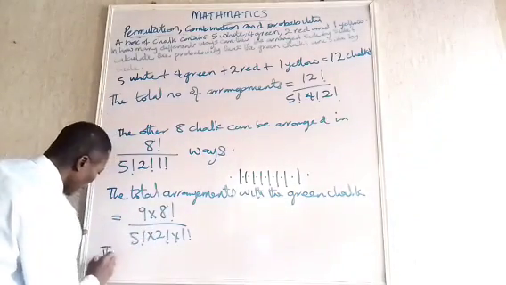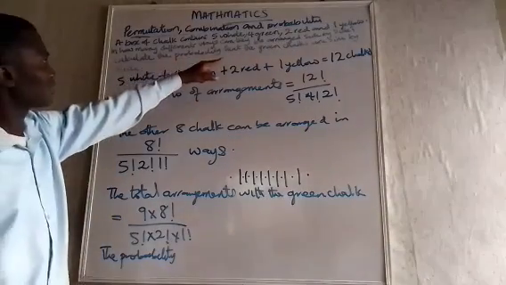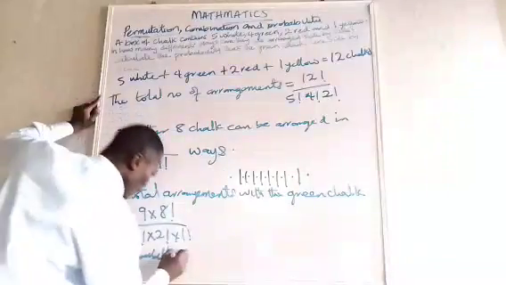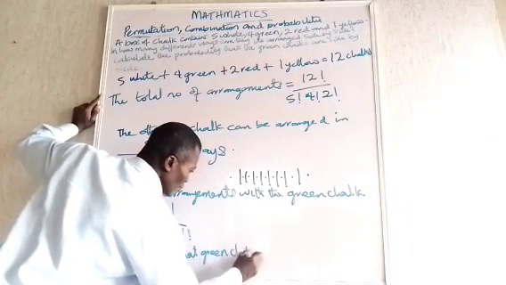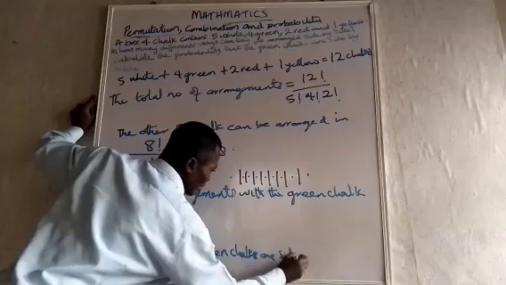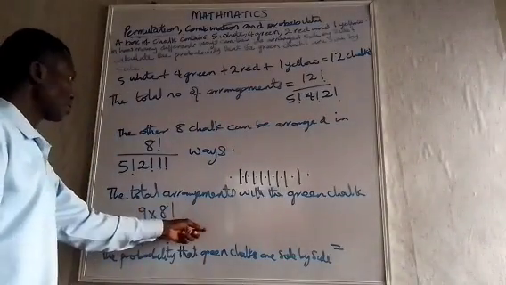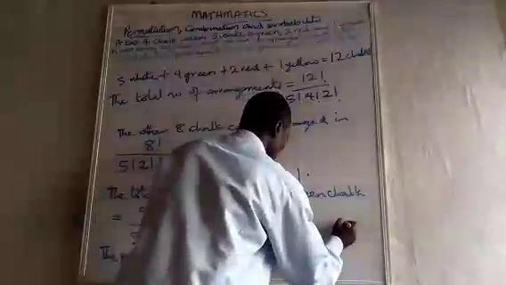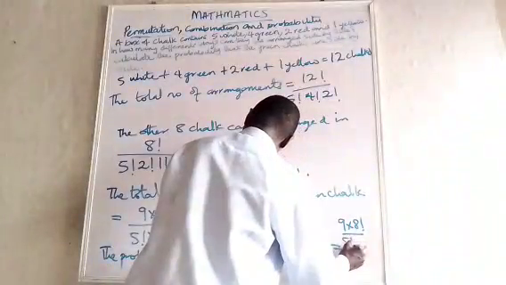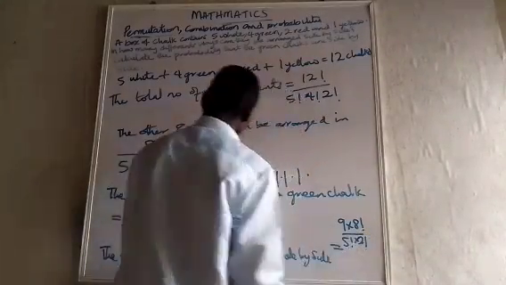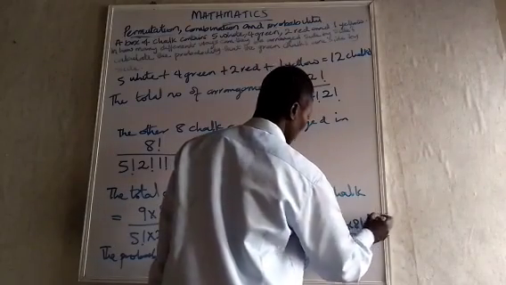Now, the probability as asked that the green chalks are side by side will be equal to this one over that one. That is 9 times 8 factorial over 5 factorial times 2 factorial multiplied by 5 factorial times 4 factorial.